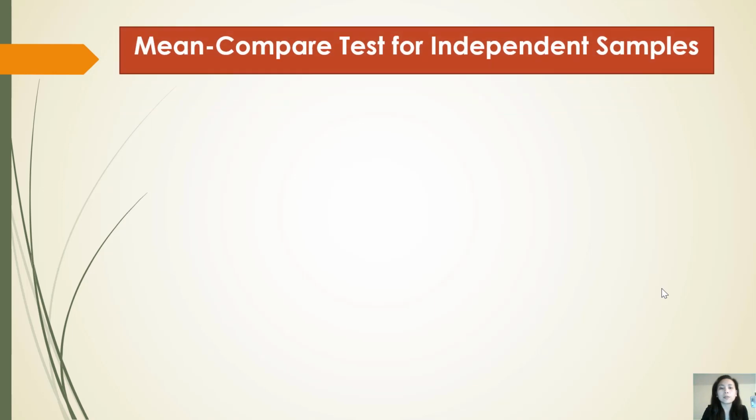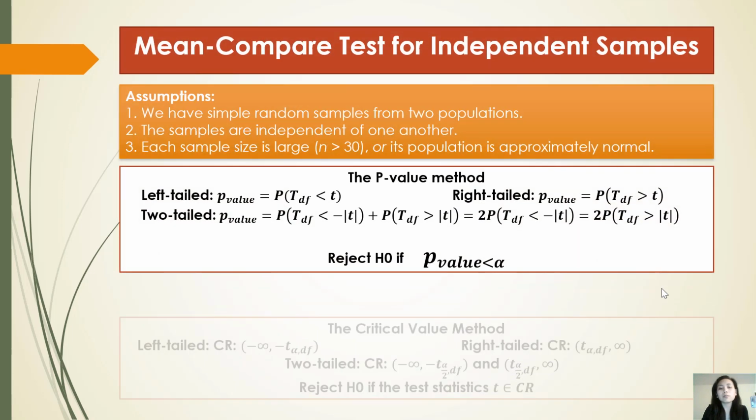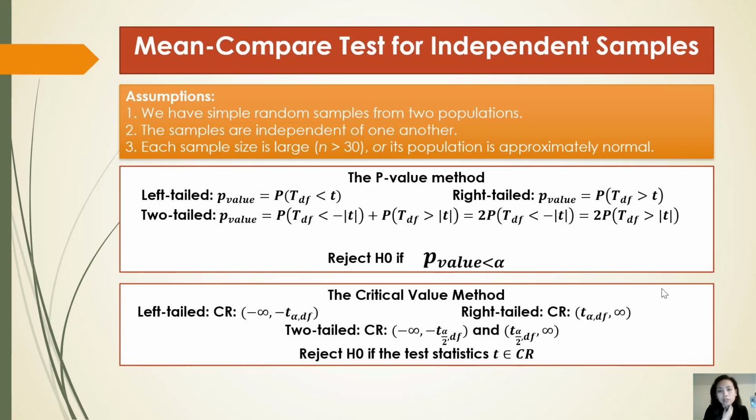Alright, next, mean compare test for independent sample. Remember, for any test, you have to check the assumption to see whether the central limit theorem is applicable. The first assumption you need to check for the two sample t-test is we have simple random sample from two population. Simple random sample, in chapter 1, I mentioned a simple random sample is a sample that is withdrawn in such a way that any sample will have equally likely chance to be withdrawn. And the second assumption is the samples are independent of one another.